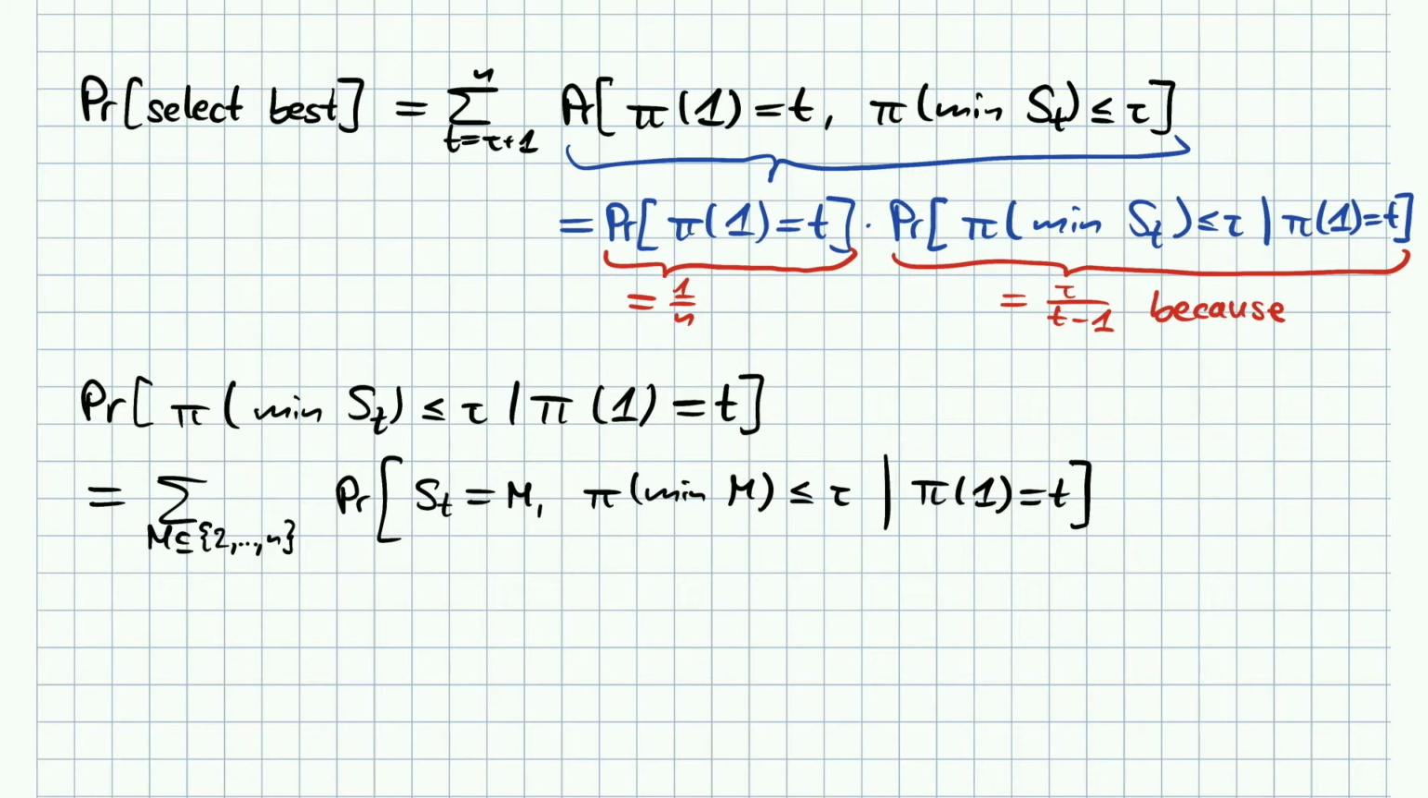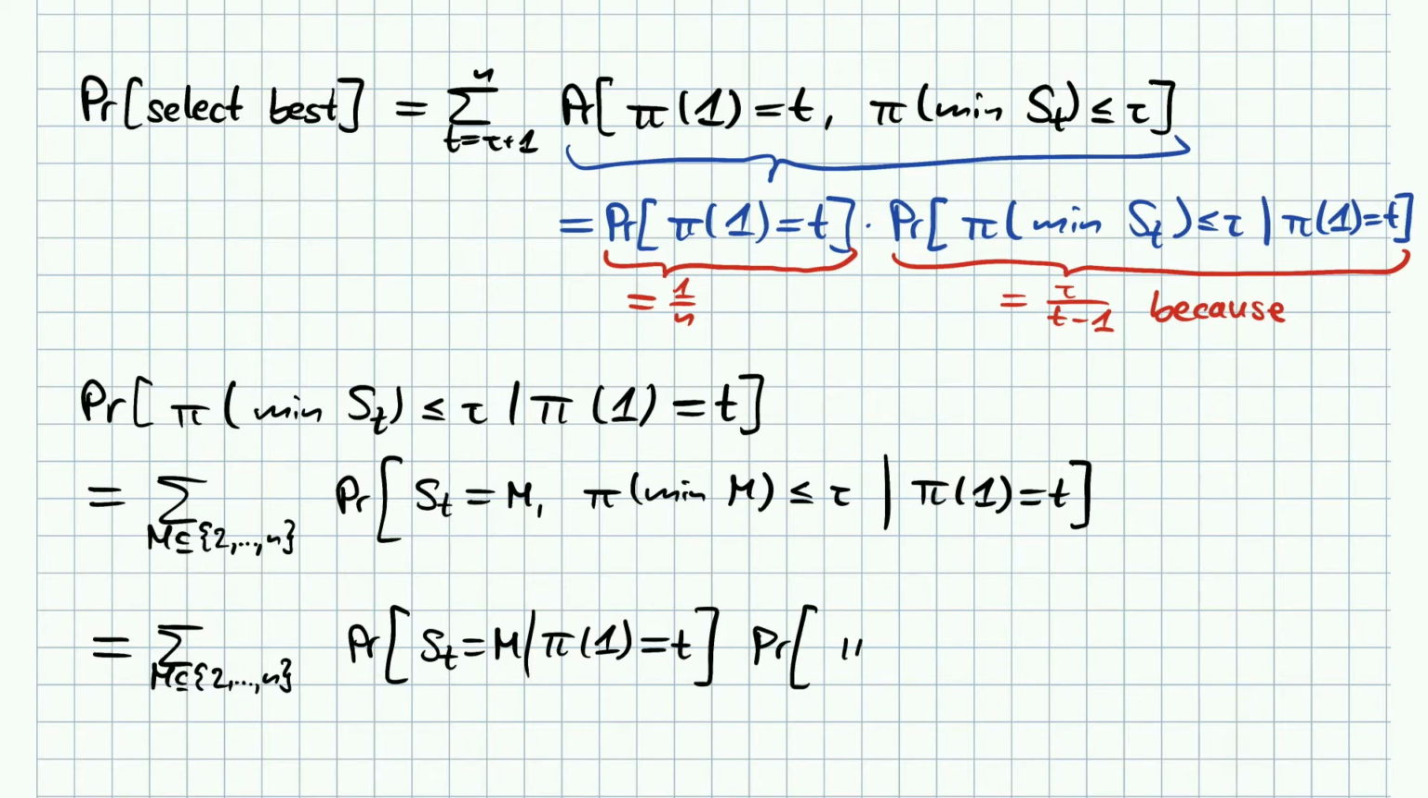And now, what's the amazing thing? Let's again split up these two events into two separate points. Namely, what has to happen? First of all, the set of candidates arriving by time t has to be M, and don't forget that we're still in the conditional probability space where pi of 1 has to be equal to t. And then what still has to happen is that the minimum of M has to arrive before or at tau, and we're now conditioning on S_t being equal to M and pi of 1 being equal to t.